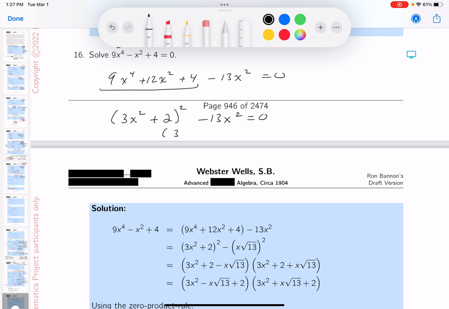It's going to be (3x^2 + 2 minus the root of 13x)(3x^2 + 2 plus the root of 13x) equals 0. Can we rewrite it a little differently?